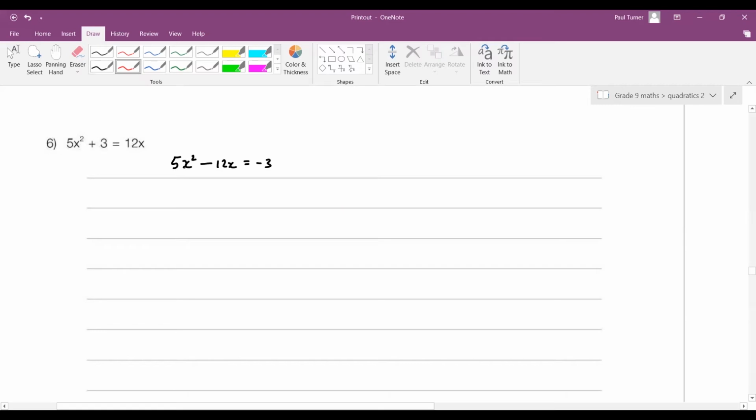So divide everything by 5 because you don't want 5x squared. We want x squared. Like that. So you're going to have to solve x squared minus 12 on 5x equals minus 3 on 5, this one. So you go and solve this and put your answer in the item pool. I'll go to the next question, which is this one. Okay, so try and solve that one. Write that in your tablet or your notebook.